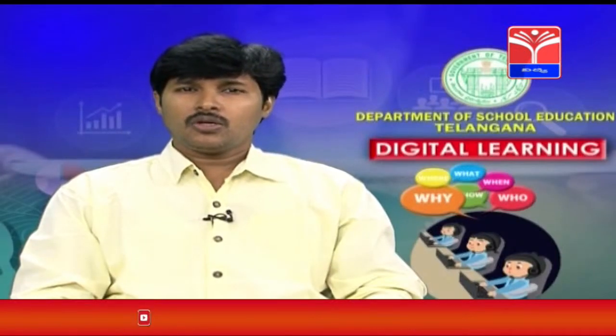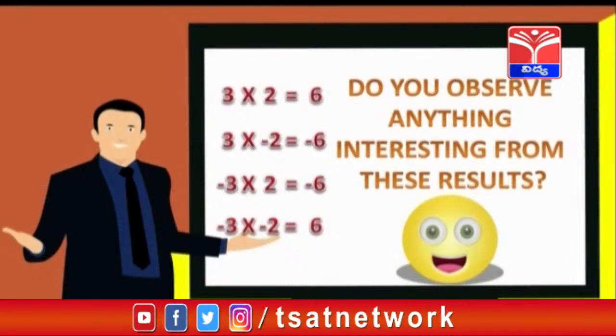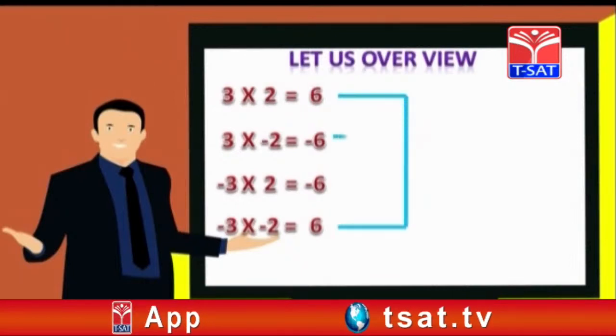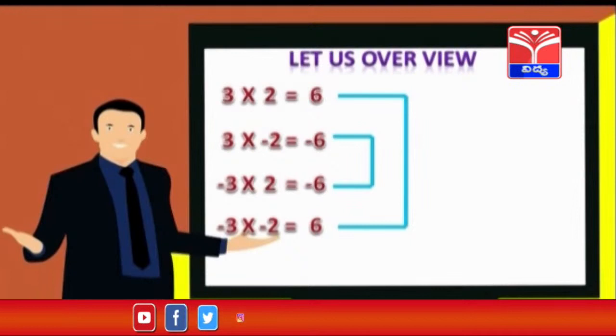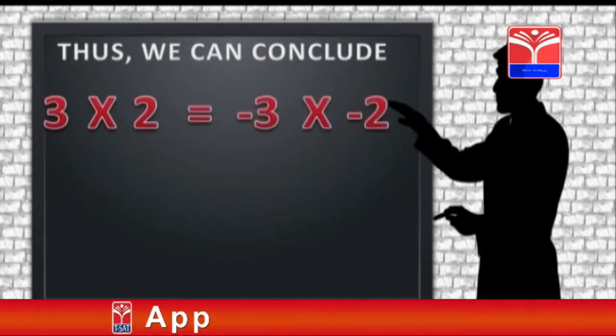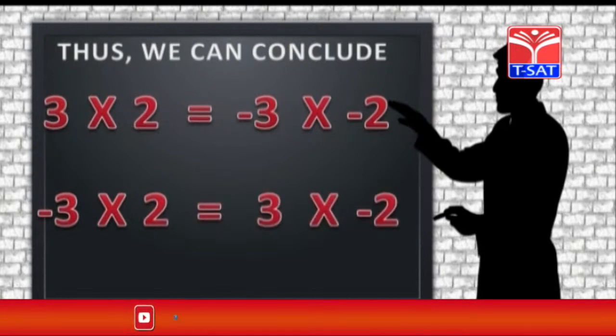Now, do you observe anything interesting from these results, students? Observe carefully the pattern. Do you find anything interesting from this result? Look here, the first one and last one, and observe the second one and the third one. The results in these steps are the same, so we conclude that the product of 3 times 2 is the same as the product of negative 3 times negative 2, and the product of negative 3 times 2 is the same as 3 times negative 2.